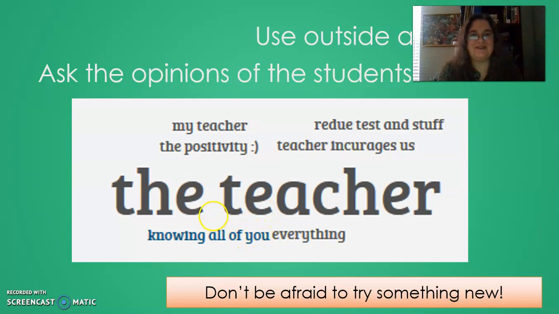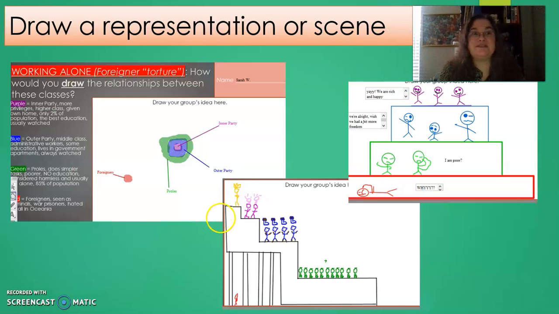Get them involved. Draw a representation or a scene. These are some examples of what students had made for the social classes in 1984. And so, I mean, some really great ways that they went about representing all of that.